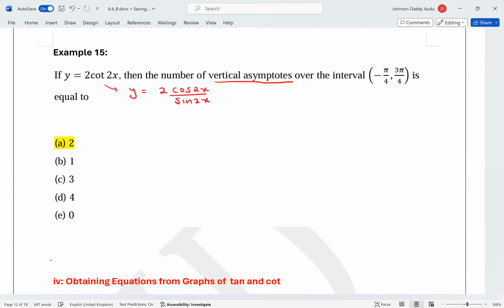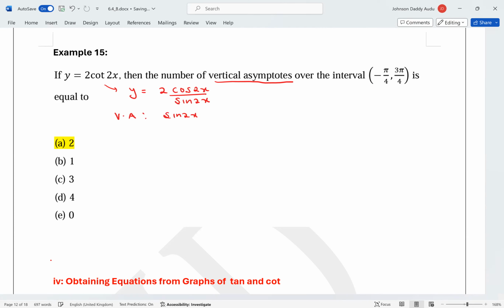Since we're interested in the vertical asymptote, it will be the zeros of the denominator. So it means that sine 2x is equal to 0 again, because we're interested in the vertical asymptote, so the denominator has to be 0. And this means that 2x is equal to n pi, where n is in Z. And easily you can see that x is n pi over 2, where n is in Z.